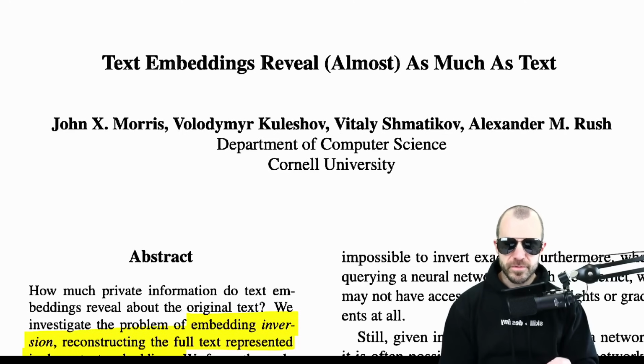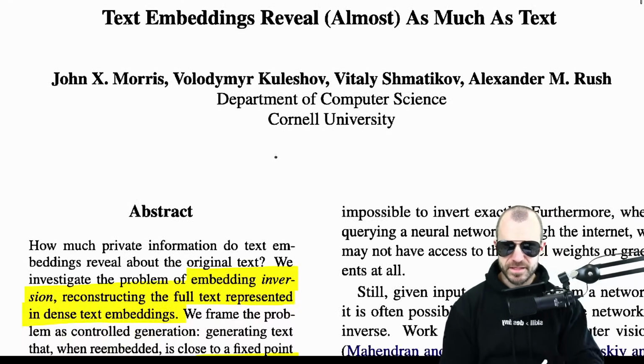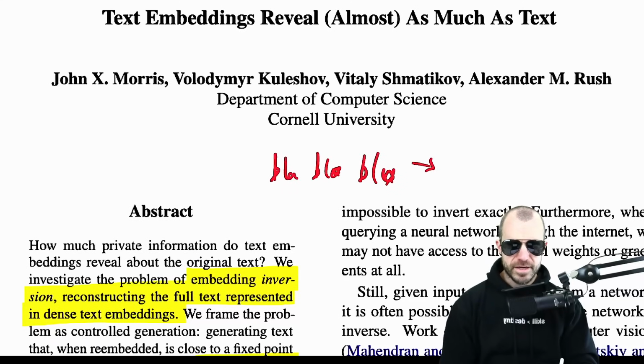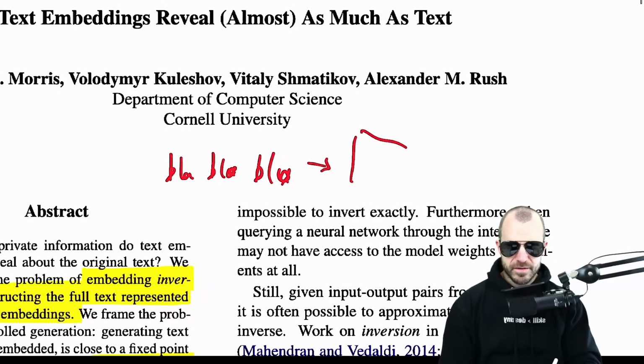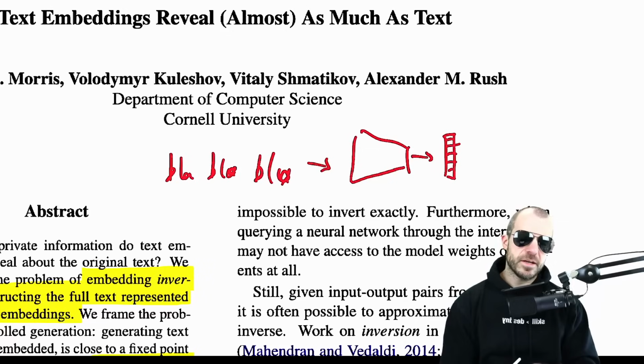The general problem is this: you have a piece of text like blah, blah, blah, and you feed that through an embedding model, like any of the current text models that exist, and you get out a vector. Now, this is very often done. It's done for various reasons.